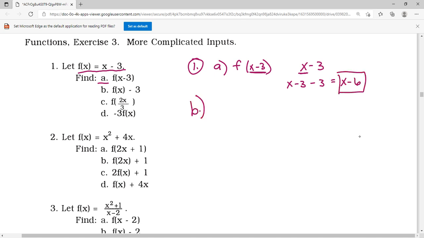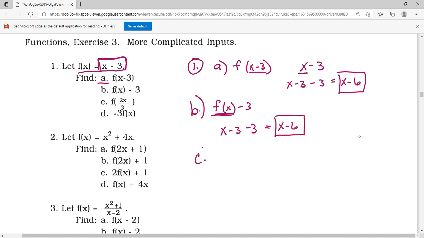For B, we're doing f of x minus 3. So now we have to replace the whole function with, there's our function value, x minus 3. So if f of x is x minus 3, and then we put our minus 3. That one comes out the same, actually.